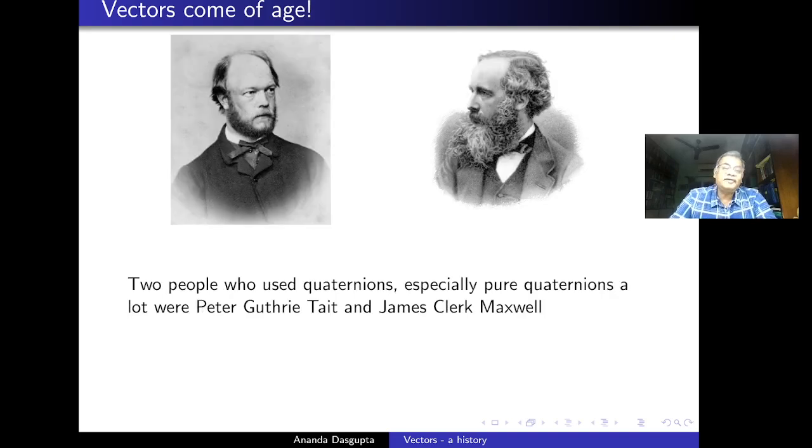What's more important to us is that among many people who used quaternions, Hamilton's quaternions, there were a lot of people who actually used pure quaternions a lot. The quaternions for which the real parts were zero. Peter Guthrie Tate and James Clerk Maxwell led the charge here. You may or may not know much about Tate today, but Maxwell, of course, should be a household name. And in fact, all of his laws of electromagnetism, his work on wave equations, electromagnetic waves and all, was done originally using pure quaternions.